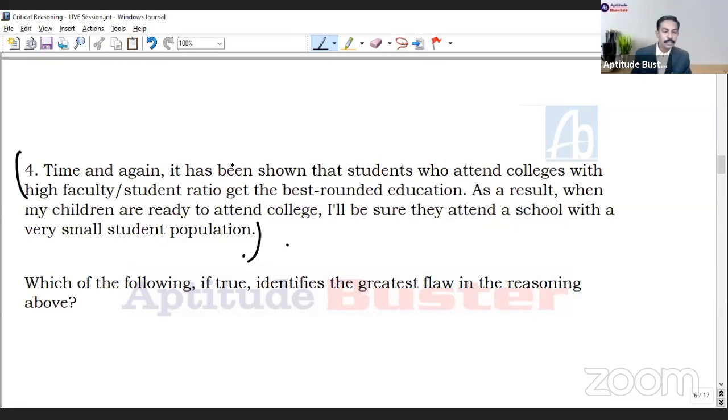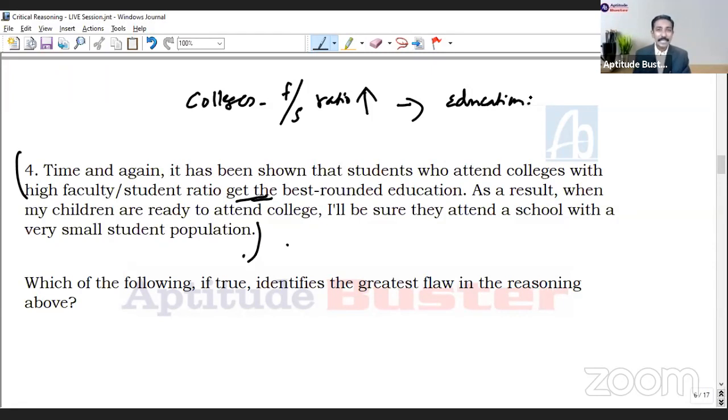For those who struggle to identify the claim, you try to provide a graphical representation of the given text. It says that colleges with a high ratio... So that is, if the faculty student ratio is high, it would get the best education. This is something common which you can easily understand. If the faculty student ratio is high, the quality of education would be much better.